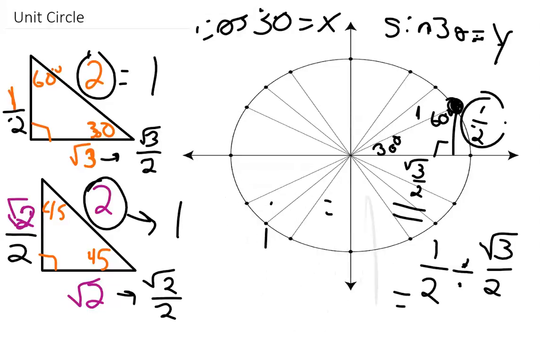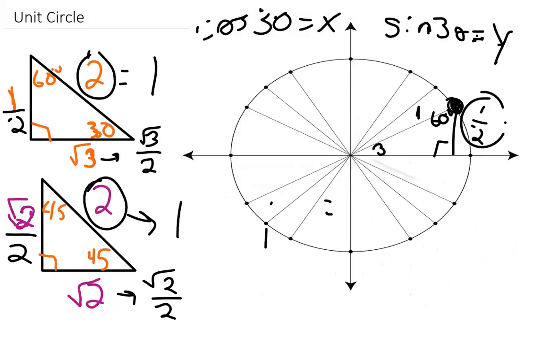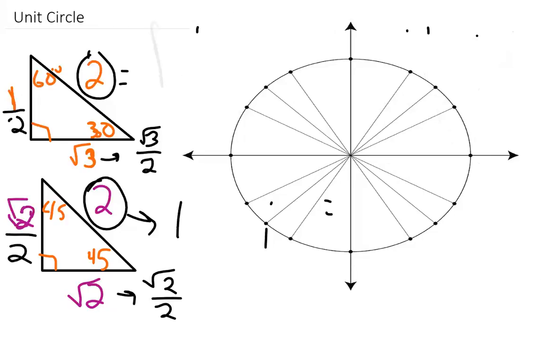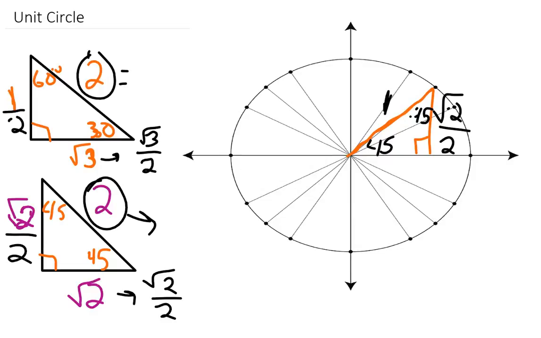Now if I want to look at my 60-degree angle, it's obviously going to be the same thing, except instead of using a 30-degree angle for our reference, I'm using a 60-degree angle for my reference. Now, if I look at the 45-degree angle, I'll have my 45 and my 45. All I've got to do now is label the sides. Hypotenuse is a 1. My sides are a root 2 over 2 and a root 2 over 2.